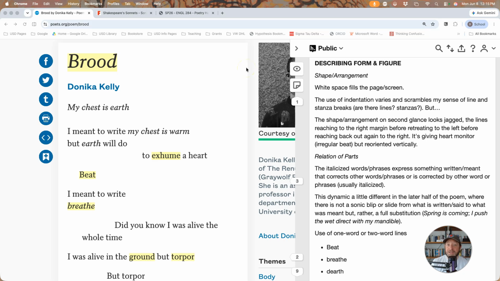Welcome to Reading Tasks. Today we're going to move on and elaborate the next step, and in some sense a more elaborate step in my process of slowly getting to know a poem. I have up my notes here for describing form and figure in Donika Kelly's Brood, one of the example poems I've been using for these elaboration videos.